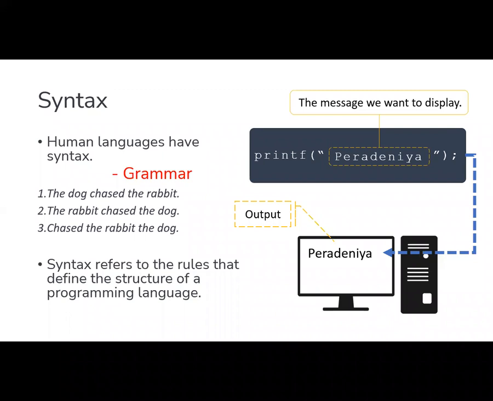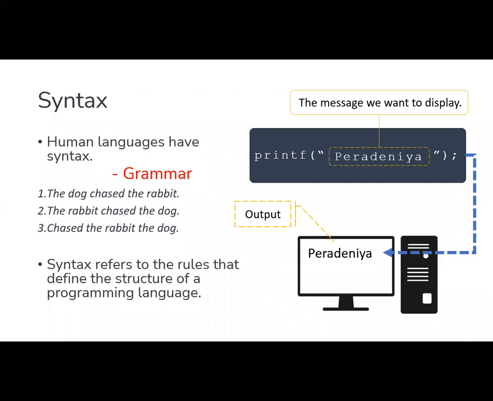Is that clear? There are rules like punctuation marks we use in the program. At the end of a sentence we use a full stop. This is a simple example of syntax, just like in our human language. If an error occurs, we do not get the desired output, and it doesn't print the message here.